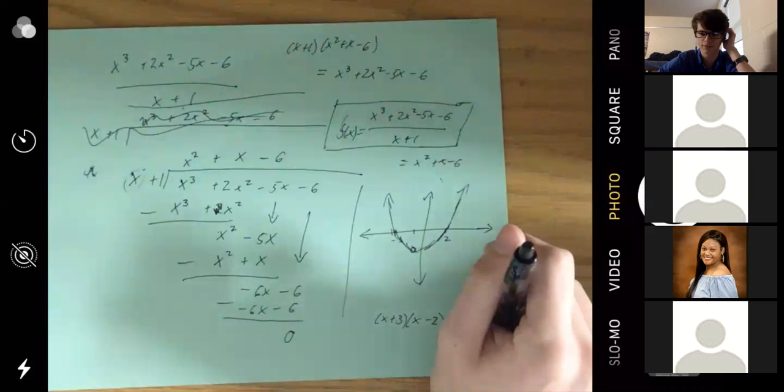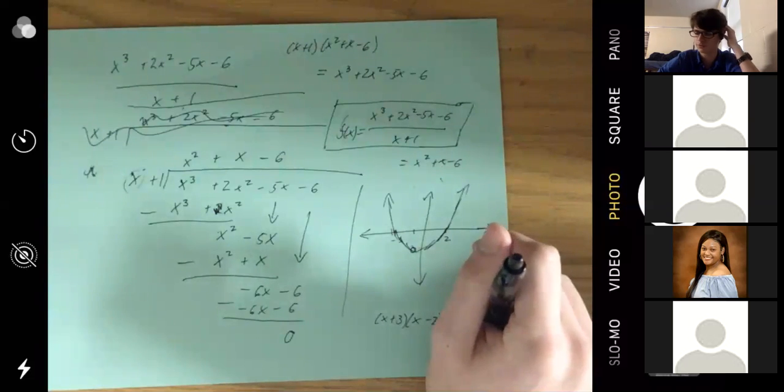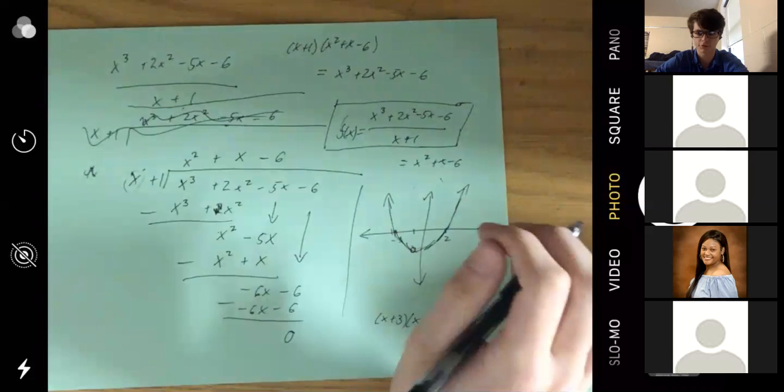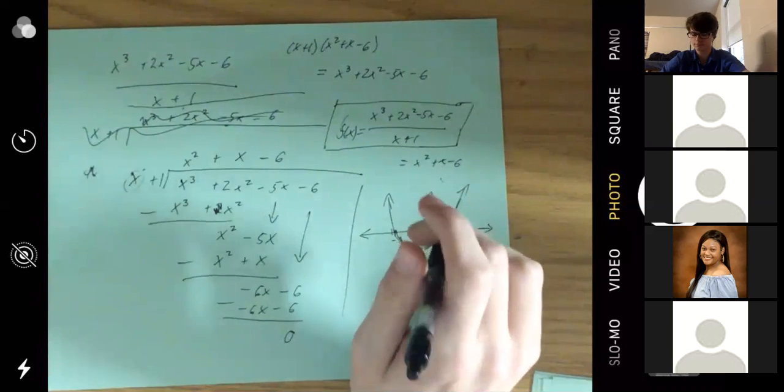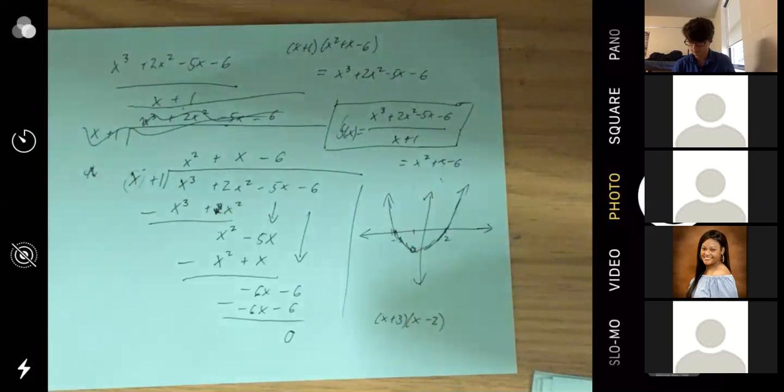Is what I'm saying making sense? How we can connect polynomial long division in terms of graphing functions. Yeah, it makes sense. Okay, thank you.